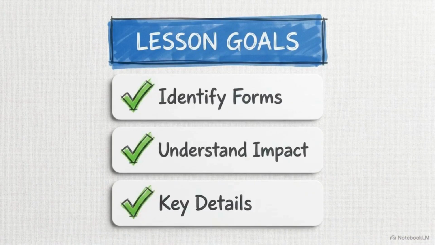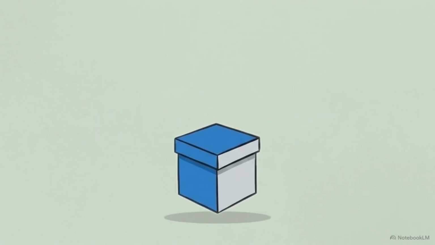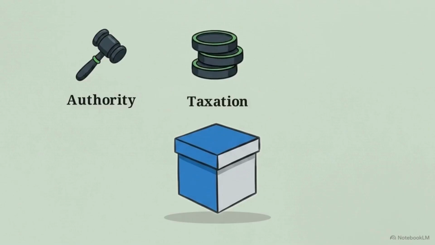By the end of this lesson, you should understand what these forms are, why they matter, and the key details to remember. Think of business ownership structures as different containers for real estate activity. The container you choose dictates who has authority over the property, how the tax burden is shared, and who is responsible for the financial risk.